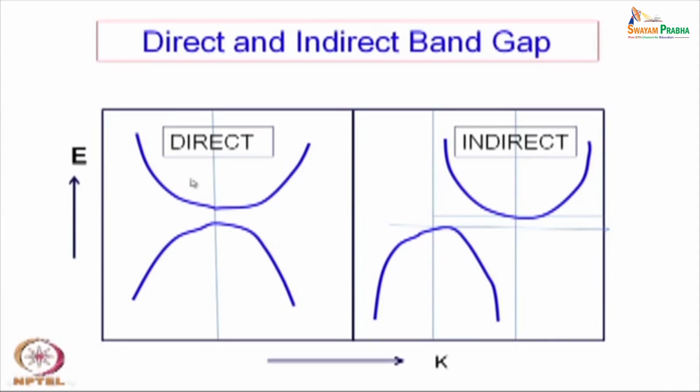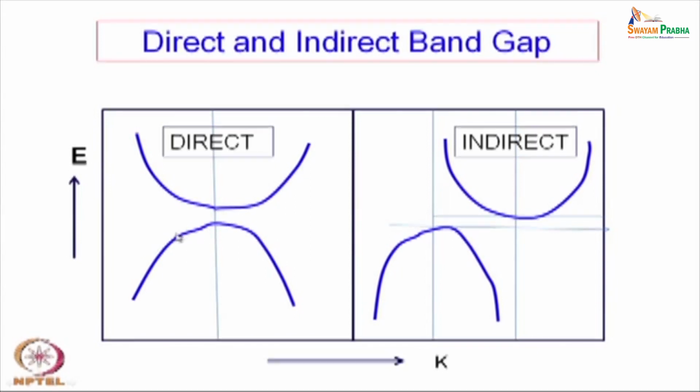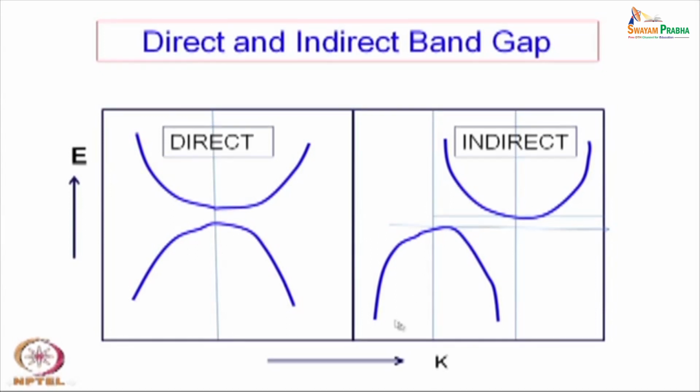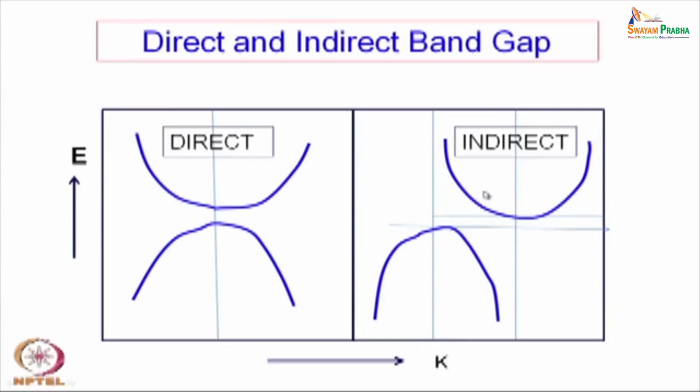So, this is the direct band gap, that means along a particular crystallographic direction the minimum occurs here. This is the maximum of the lower band and the minimum of the upper band is on the same crystallographic direction, then it is called the direct band gap. However, a situation may happen where the maximum of the lower band occurs in one direction with a k vector here, whereas the minimum of the upper band occurs at a different k vector.